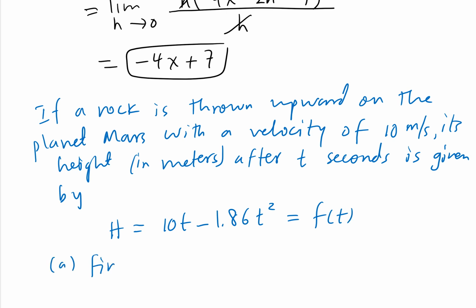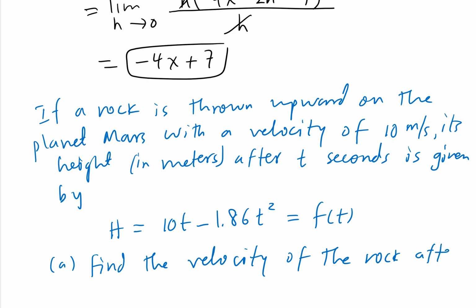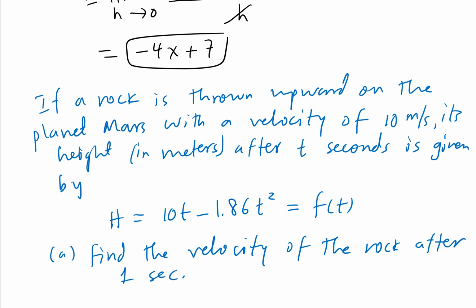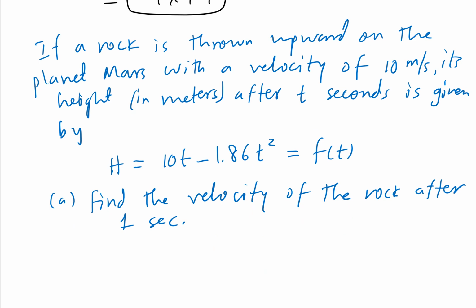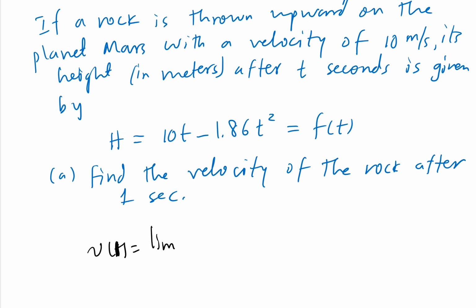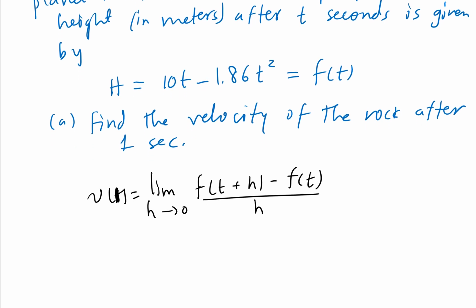Part A, find the velocity of the rock after 1 second. That's what we're going to do first. So to start with this one, the velocity at t equals 1 is going to be v of 1. At that instant it is basically the slope of the tangent line: the limit as h goes to 0 of f of t plus h minus f of t, all over h. t here is 1, keep that in mind.